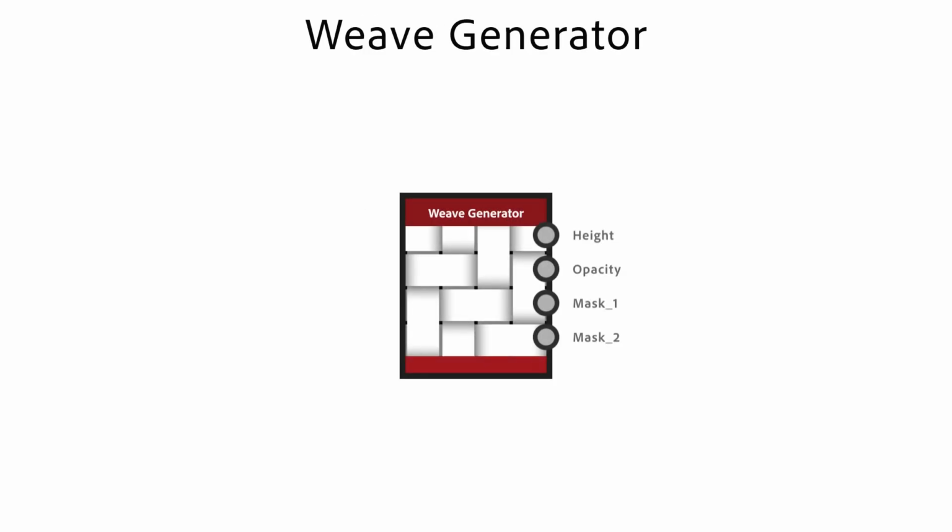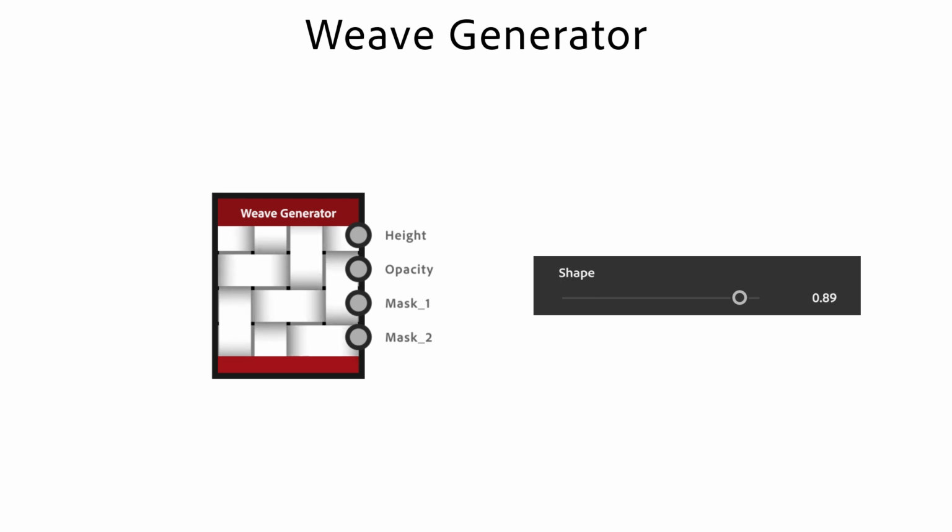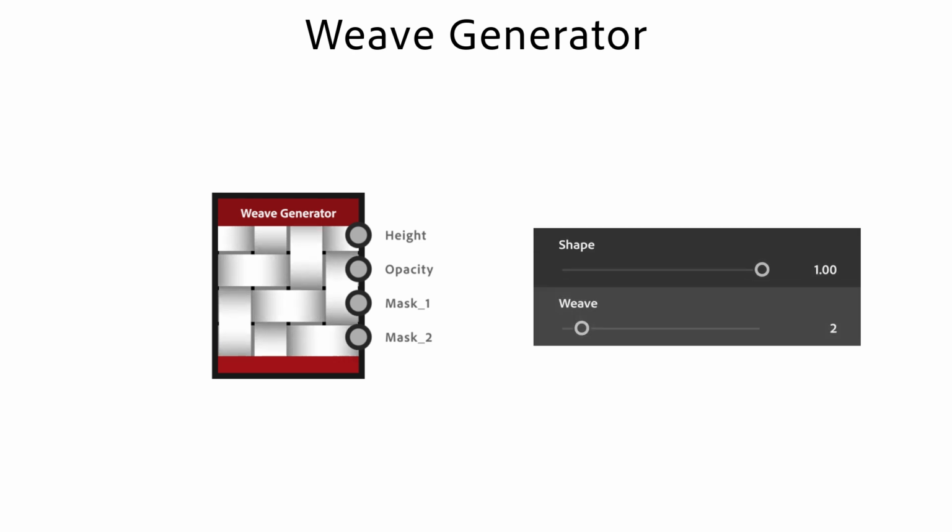The Weave Generator node generates a simple weave pattern with more controls than the predefined weave patterns. Shape sets the curve height profile of the stitches. Weave sets the stitches amount per block.